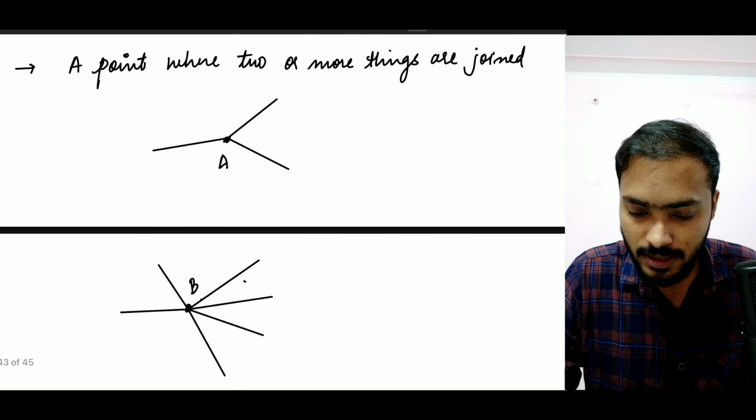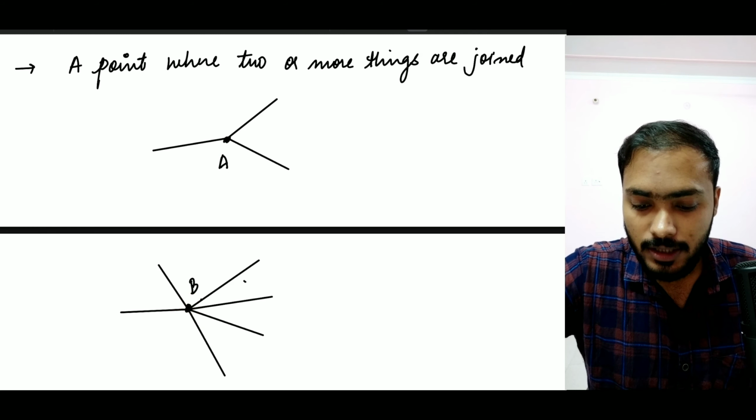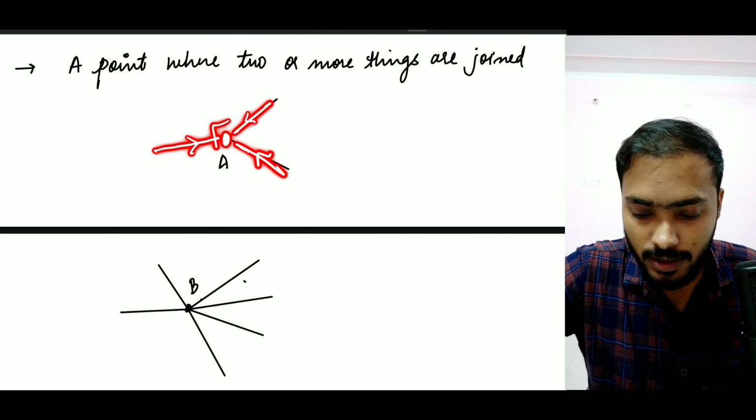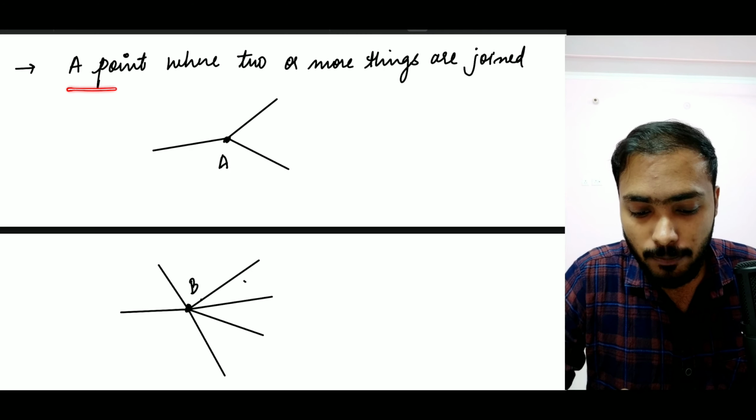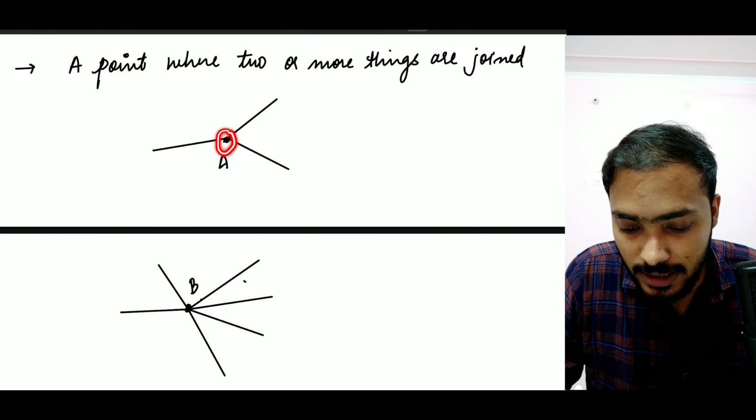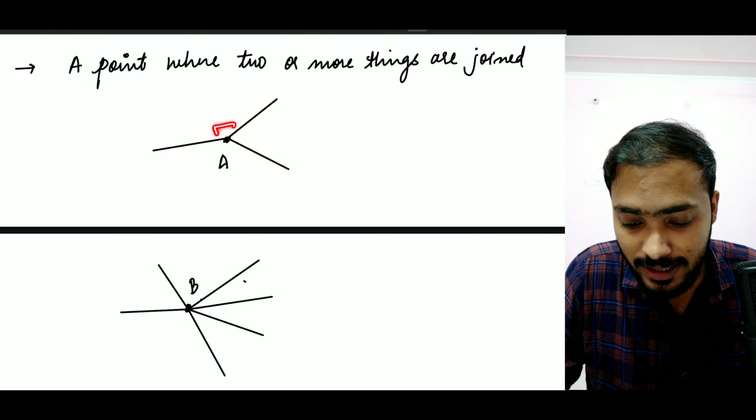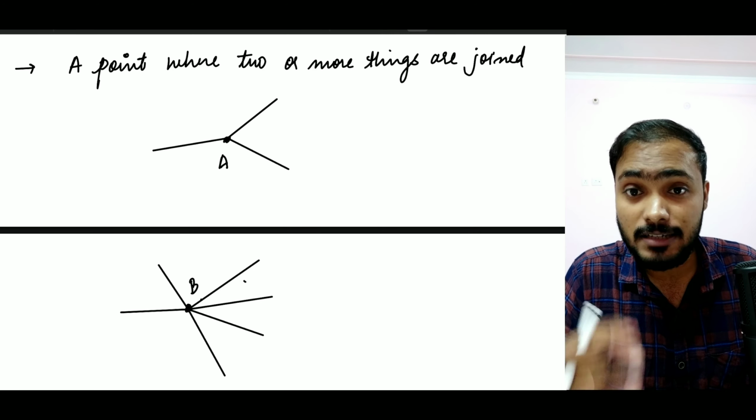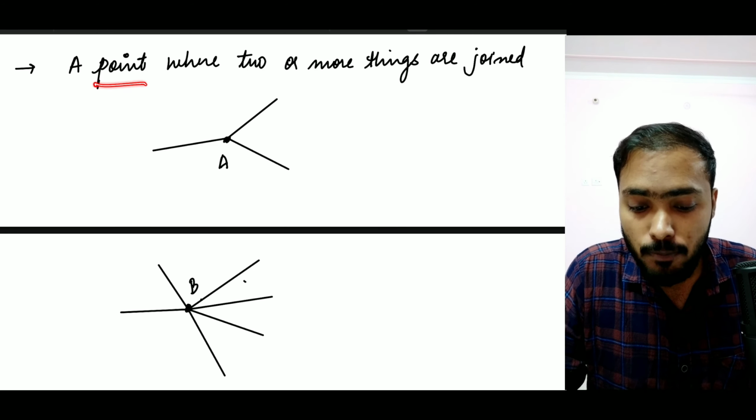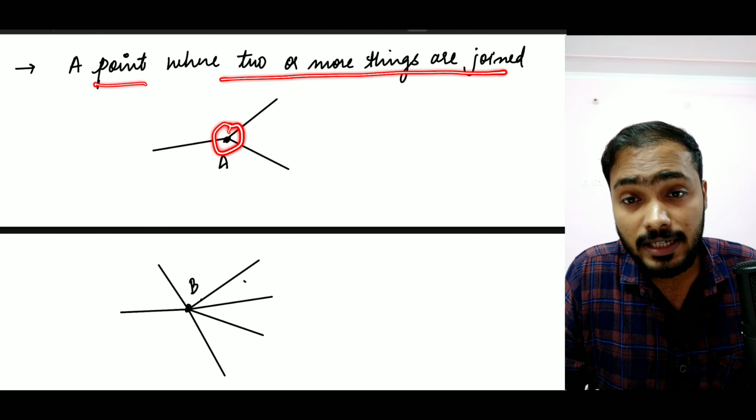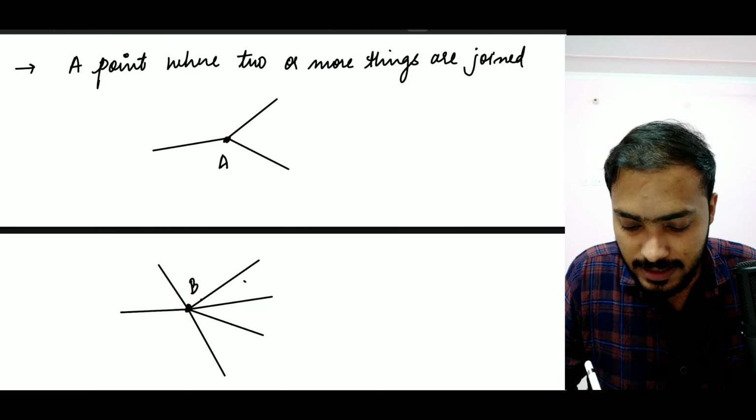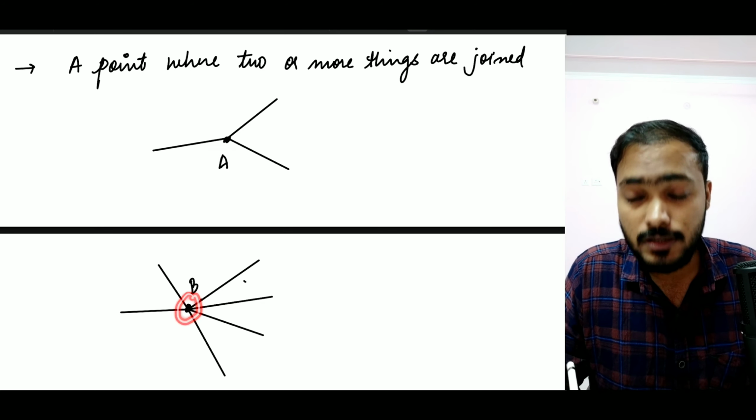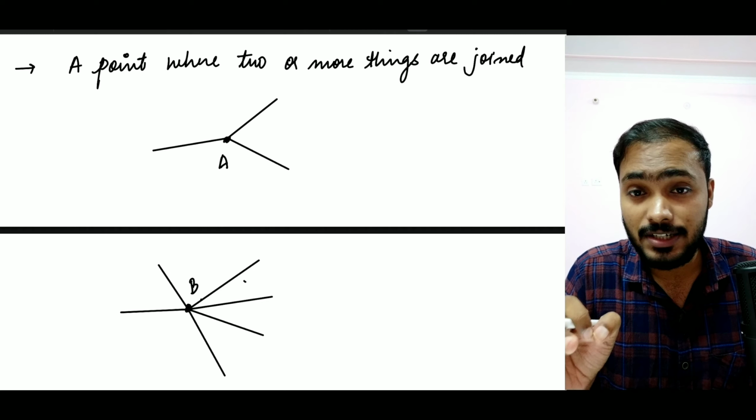I have two examples over here: point A and point B. From point A, I have this line joined, this line joined, and this one, so I have three lines joined at point A. According to the definition, a point where two or more things are joined, A automatically becomes a junction. I hope you guys can understand, right? Sometimes we call it a node; node or junction, it's one and the same thing. What about point B? From point B you can see 1, 2, 3, 4, 5, 6 lines joining. So this point also automatically becomes a junction.